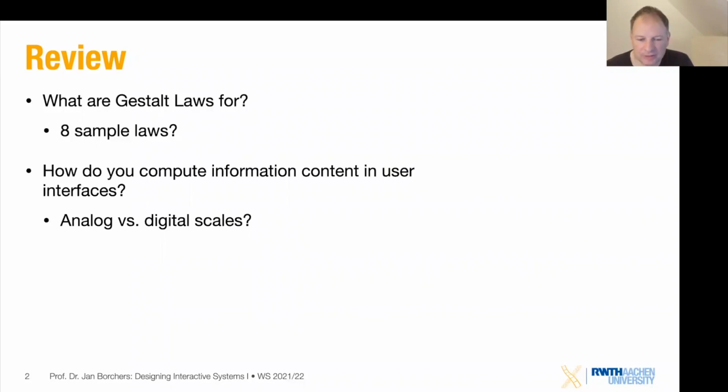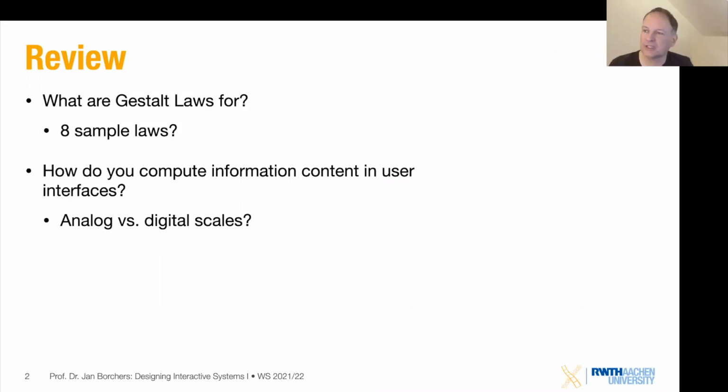The next thing we were looking at was how we compute information content in user interfaces. And in this, if you recall, we took a look at an interesting way to interpret this information content as bits, where we see the channel between the user and the technology, the computer, or whatever it is, as an information channel in the Shannon sense of the word. And we found that we can actually calculate easily with digital representations, like a digit, for example, 10 digits. It's clear how much information content is in there, just log 2 of 10, basically. And that's your information content in bits.